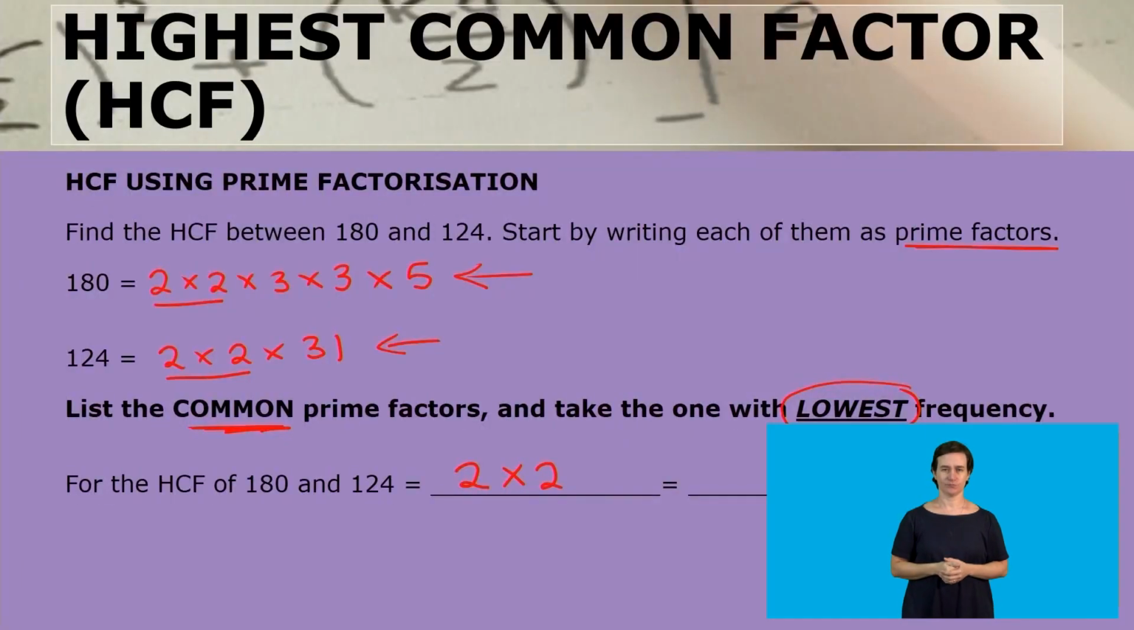That means I need to multiply the 2 again, because I've chosen 2 as the common one, and I'm multiplying it by itself once because the lowest frequency is 2 times. So what is 2 multiplied by 2? That is a 4. This means that the highest common factor between 180 and 124 is going to be 4.